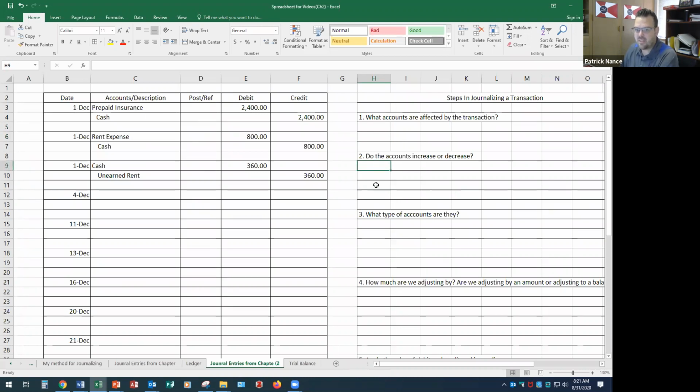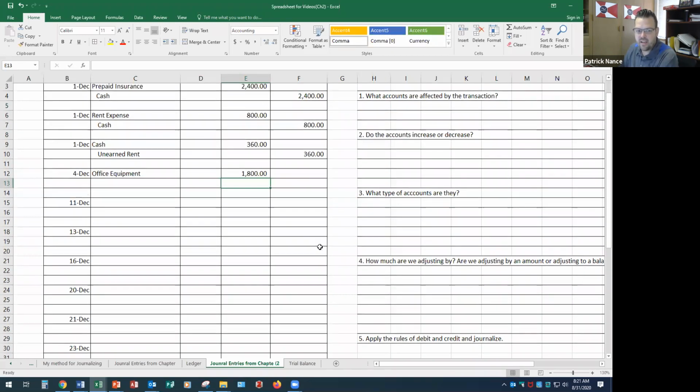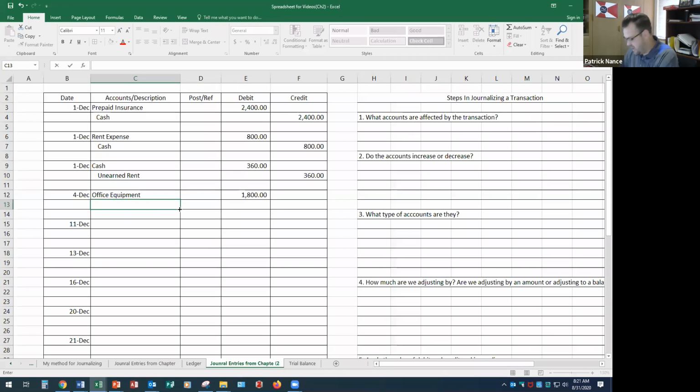Well, I received office equipment, so office equipment went up. I'll go ahead and put these two here. Office equipment is an asset. It increased by $1,800. And we increased an asset with a debit. And then we have a liability, accounts payable. This one also went up, but it's a liability account and it increases with a credit. Again, my debits and credits balance.